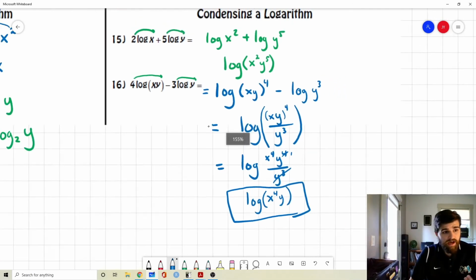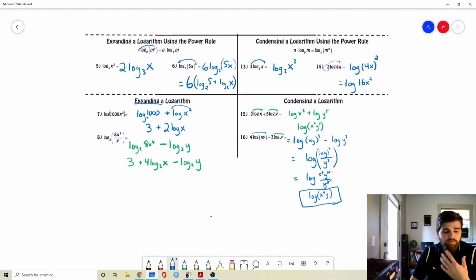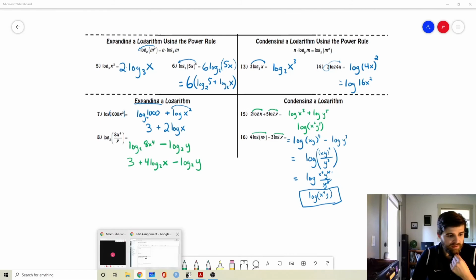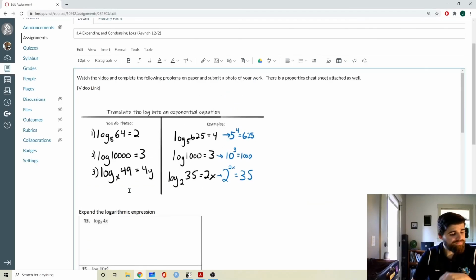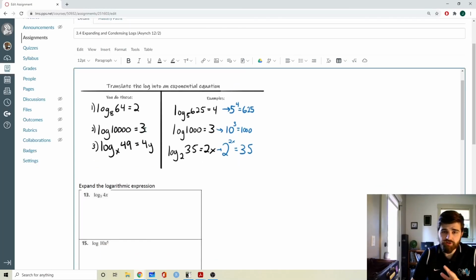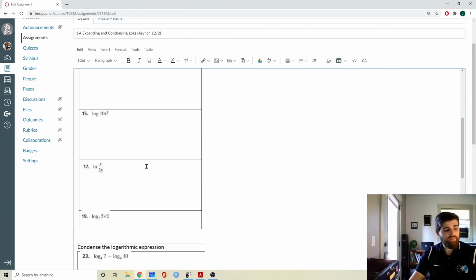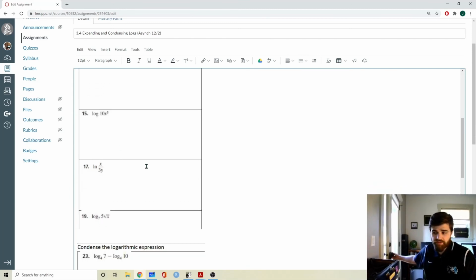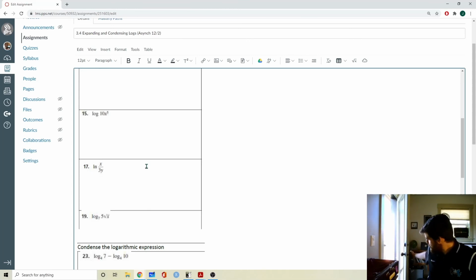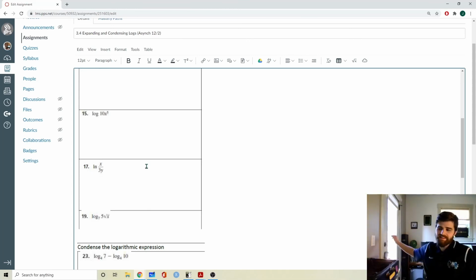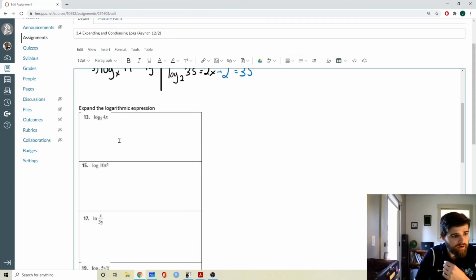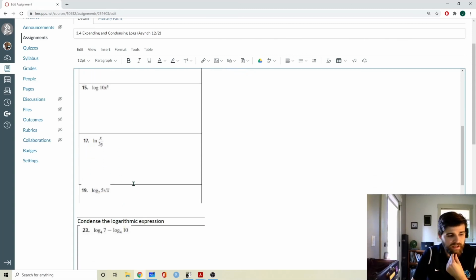Okay, this is a lot. You only have a couple problems on the async activity. So you've got these first couple, which is just translating the log. Then you have 4 problems with expansion, and then 4 problems with condensing. You'll notice that the first couple are pretty easy. Right, we just have 4 times x. That's just going to split apart into 4 and x, right? Log 4 plus log x. And they get a little more complicated as we go.